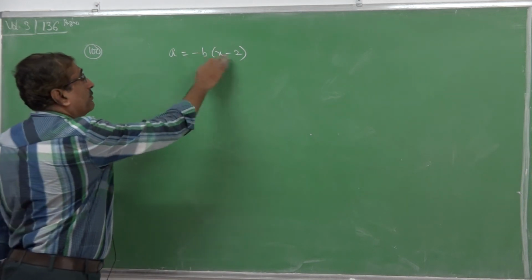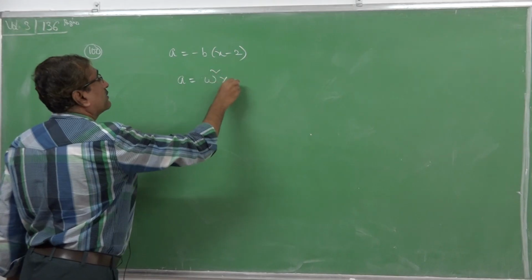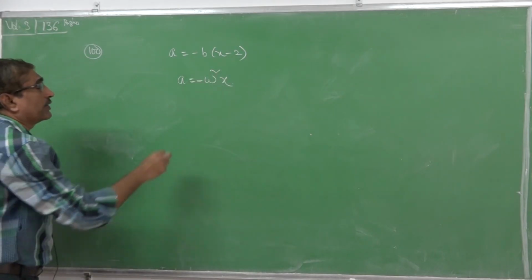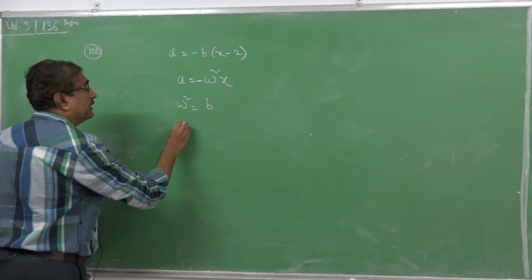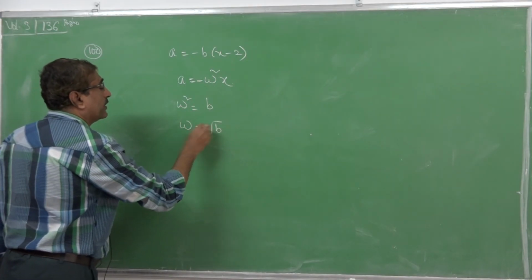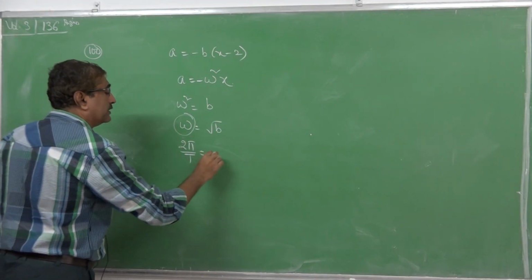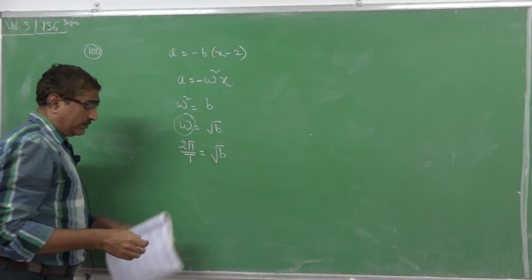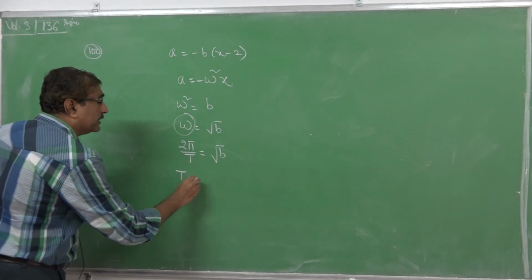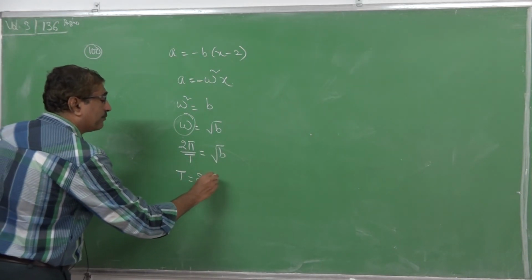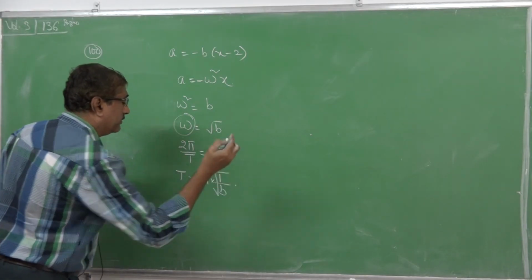Okay. Now comparing this equation, a is equal to minus omega square x. So omega square is equal to b, so omega is root b. But omega is 2 pi by time period T, so 2 pi by T is root b. So the time period of oscillation T is equal to 2 pi into square root of 1 by b.